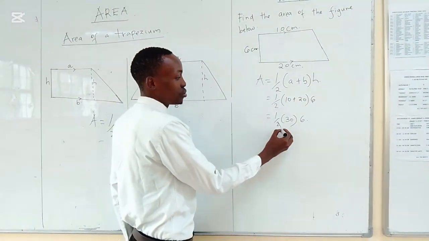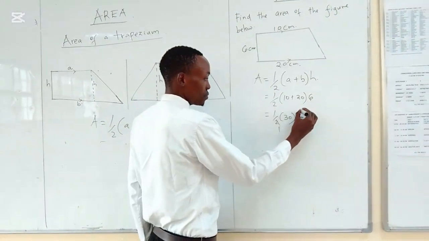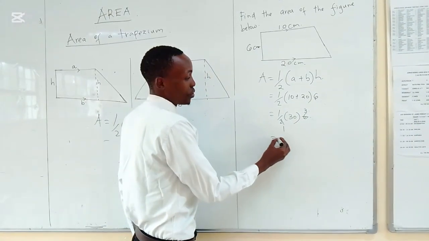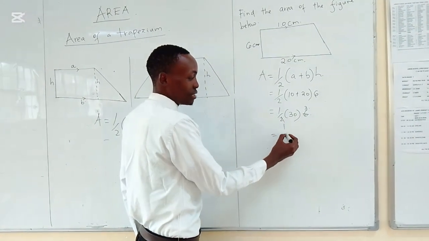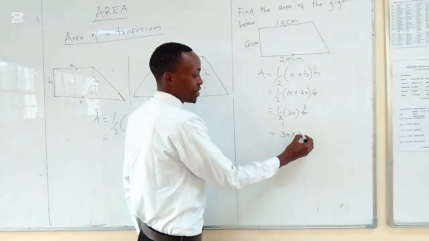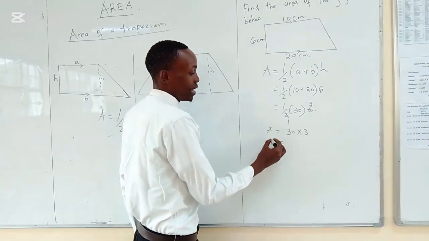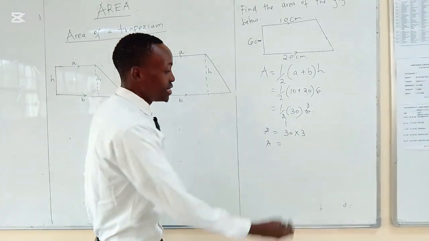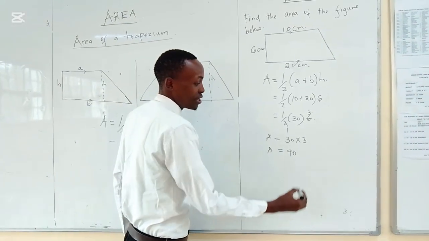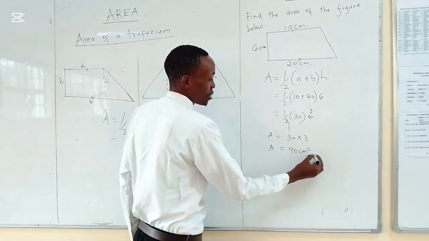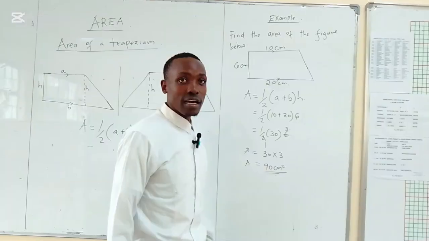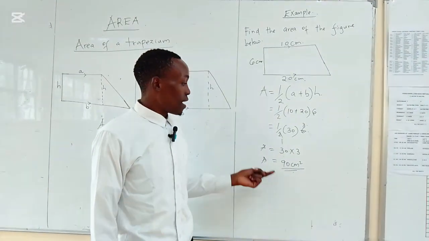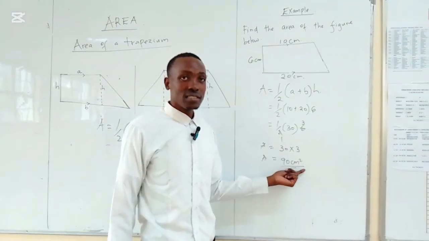So you can cancel the 2, 1 by 2, 3. So we remain with 1 times 30, which is 30 times 3. So the area is now 30 times 3, which is 90. So 90, you write the units, centimeters squared. Don't forget when writing the units for area. Units for area is normally centimeters squared.